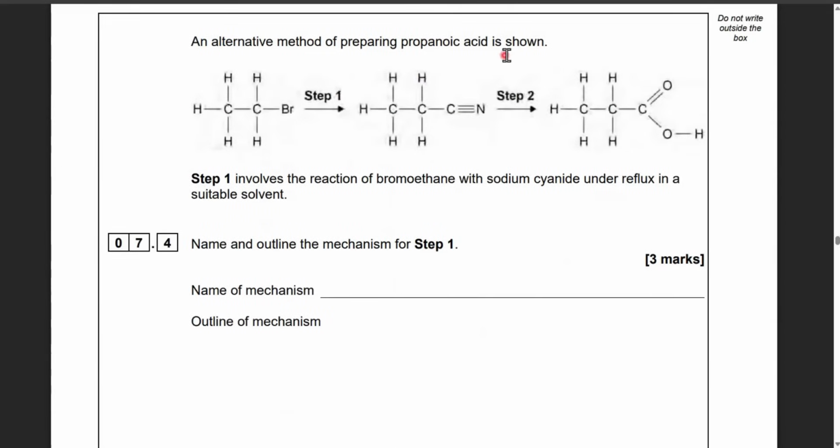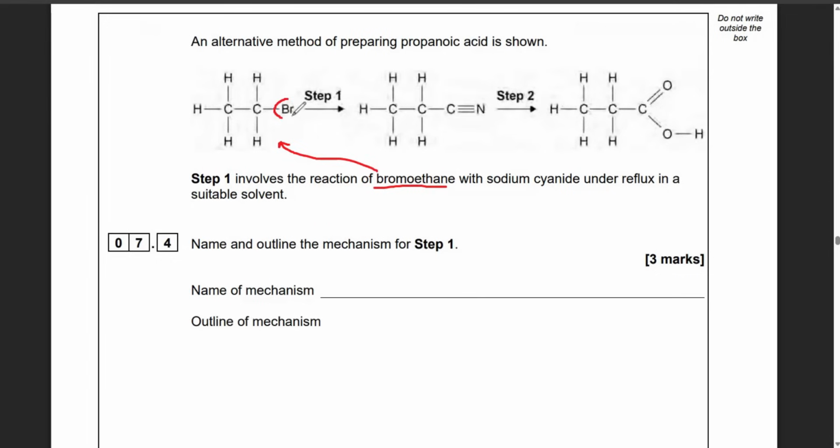An alternative method for preparing propanoic acid is shown. So I've got bromoethane here, which is a halogenoalkane. And if you react it with sodium cyanide under reflux in a suitable solvent, it's going to form, what have we got there? Propanenitrile. So name and outline the mechanism for this step 1.